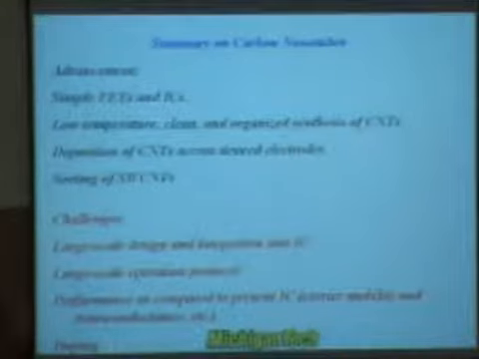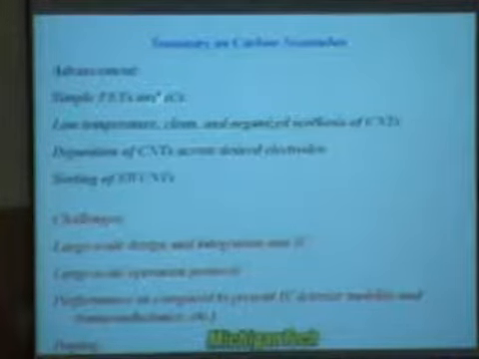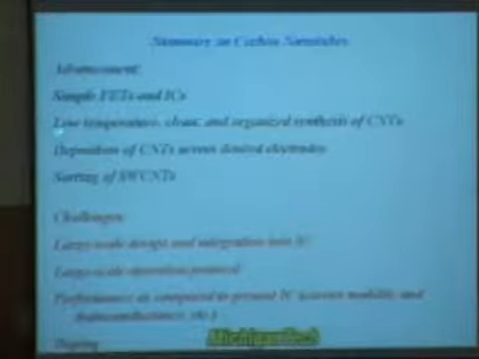So just to quickly summarize what I have talked to you about carbon nanotubes. Some advancement has already been done. We can fabricate FETs, we can fabricate ICs, and low temperature, clean, organized tubes can be grown now. And you can deposit tubes across a pair of electrodes that you want. And you can sort the nanotubes to some extent.